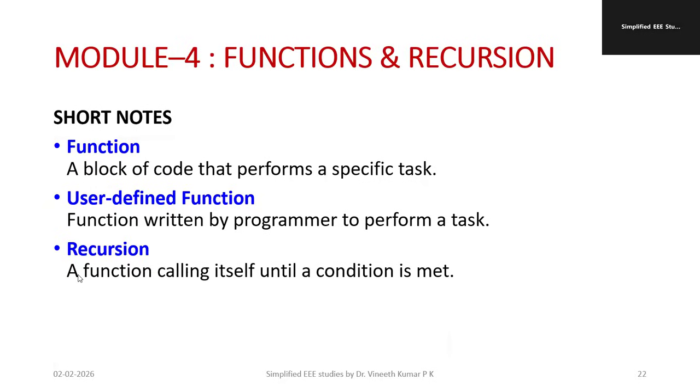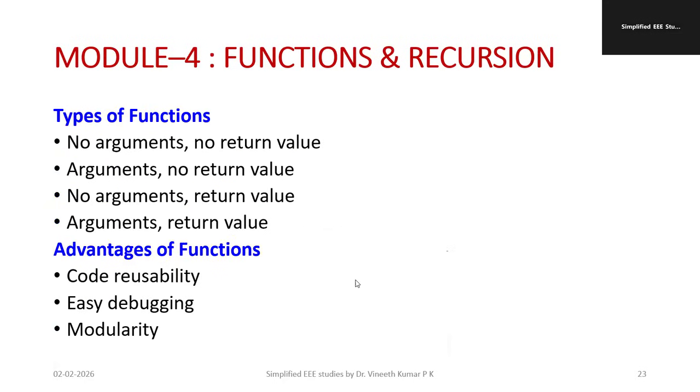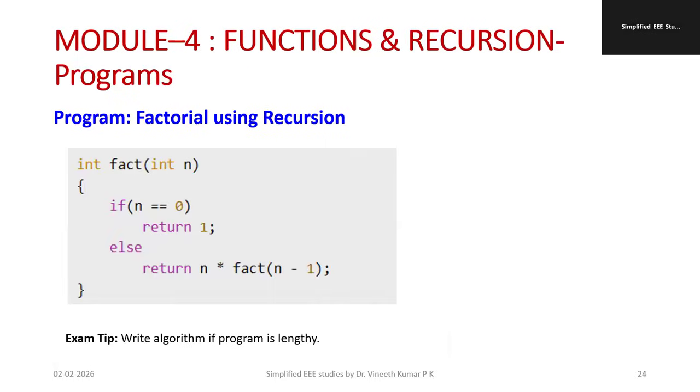What is recursion? A function calling itself until a condition is met. What are the types of function? No argument, no return value. Arguments, no return value. No argument, return value. Arguments with return value. If possible, you have to elaborate on it. Otherwise, you have to prepare the checklist and stop. What are the advantages of function? Code reusability, easy to debug, and modularity. These are the peculiarities of function, which are the plus points. I can say advantages.